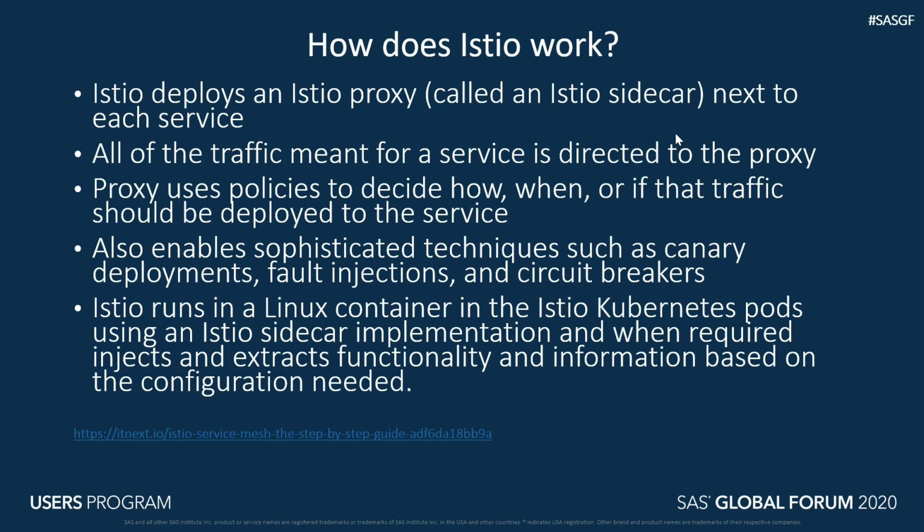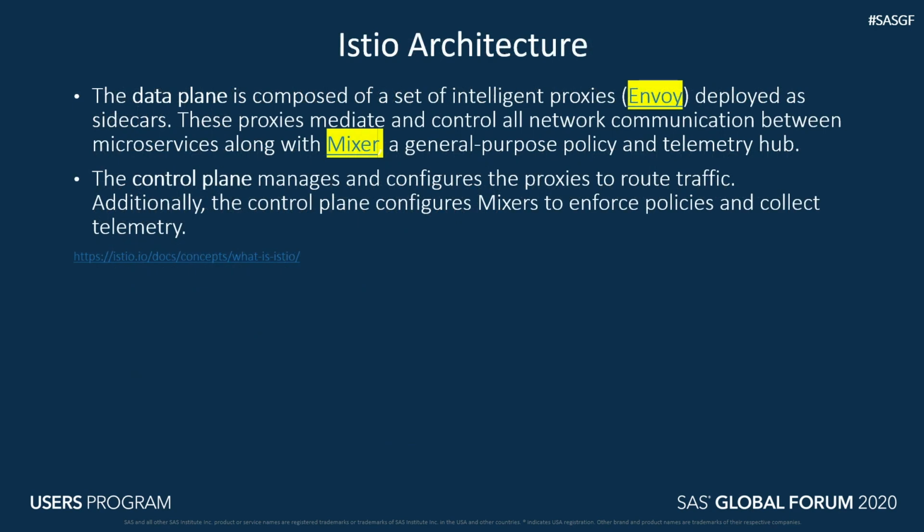So Istio runs a Linux container in the Istio Kubernetes pods using Istio's sidecar, meaning just another container that is inserted into the pods to run alongside the other containers out there. And when required, it injects and extracts the functionality based on the configuration needed. So you can set up Istio to automatically inject these sidecars into the pods so that it can then serve as that proxy for it.